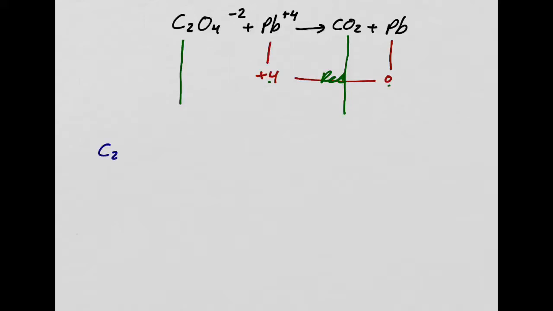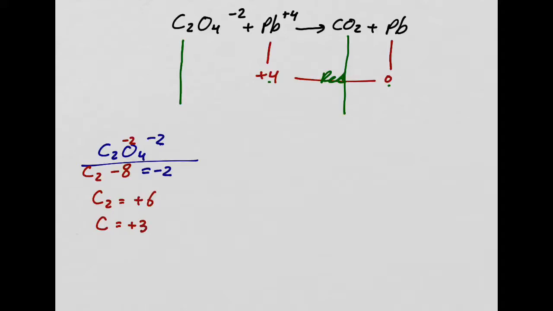So I have C2O4 minus 2. The entire thing equals minus 2 because I gave you a charge. Now I know oxygen is always minus 2 times 4 is minus 8. And then I have C2, so C2 would equal plus 6. Carbon would equal plus 3. So my carbon over here has an oxidation number plus 3.